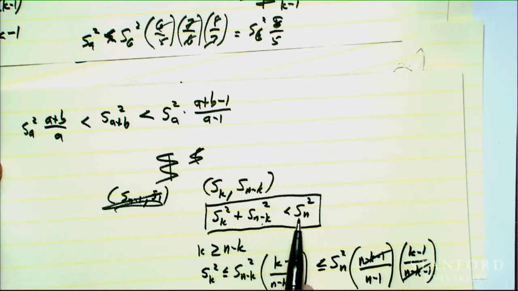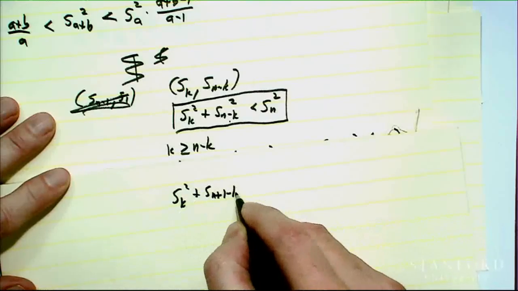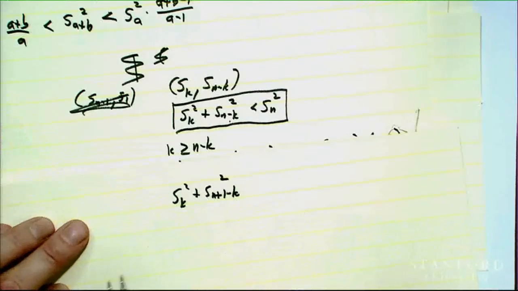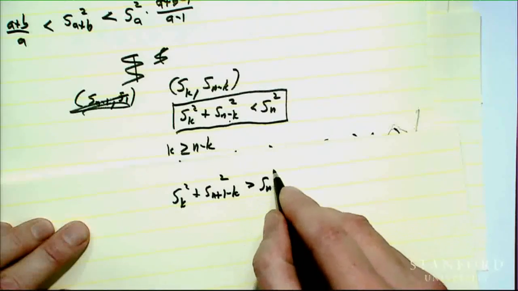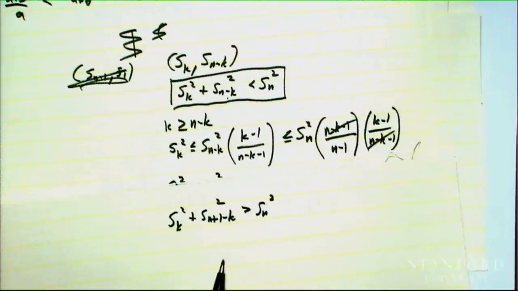This is an inner notch, and I want to show this less. I also have to show that s_k squared plus s_{n+1-k} squared, the distance to an outer notch, is bigger than s_n squared. And the calculation is just about the same.